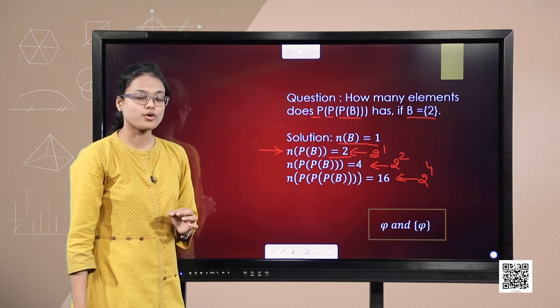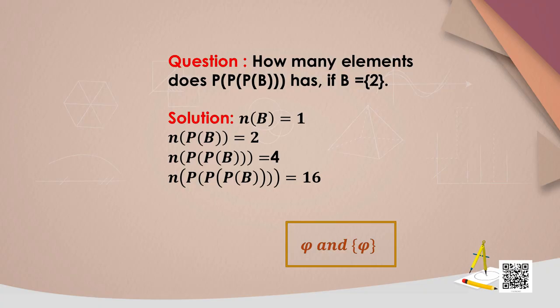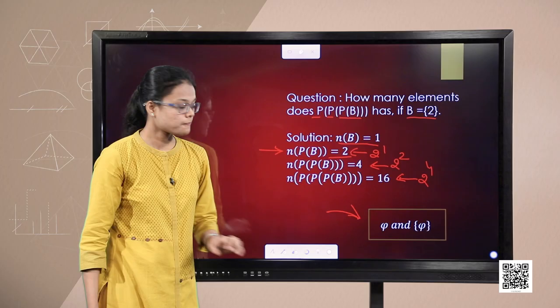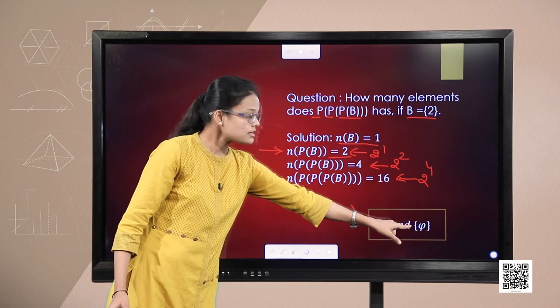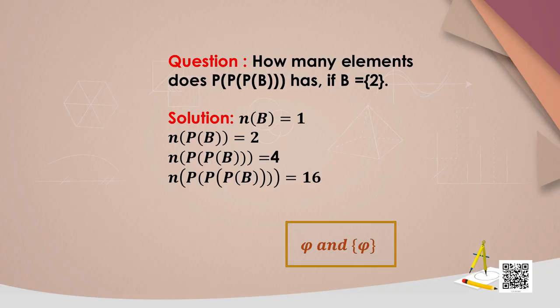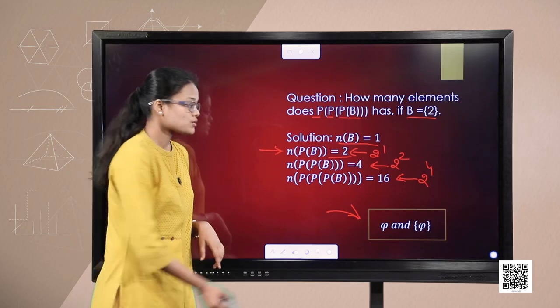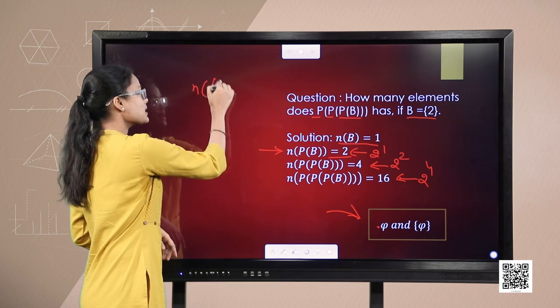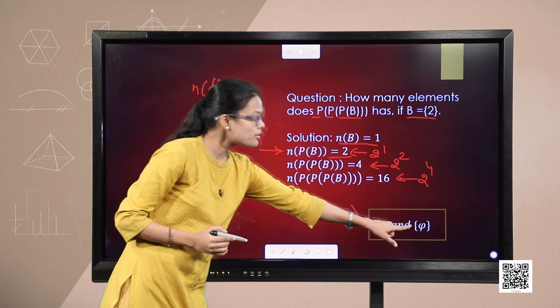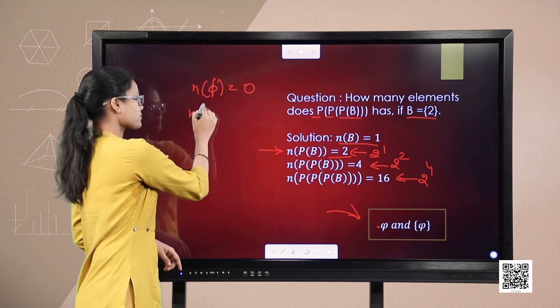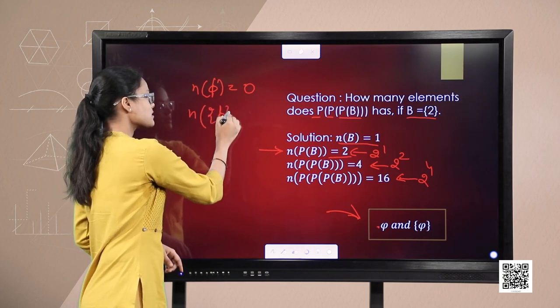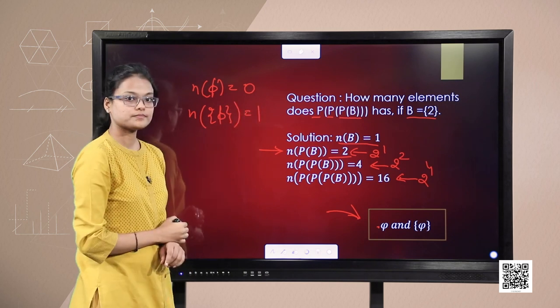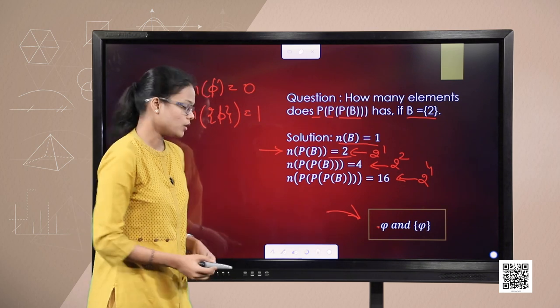Students, there is an important point. Notice these two notations, they are different. Phi and a set which is containing phi. These two are different notations. This is representing an empty set, and this is representing a set which is having an empty set. So, the number of elements in an empty set is 0, but the number of elements in this set, which is consisting of an empty set, is 1. Hope you have observed.